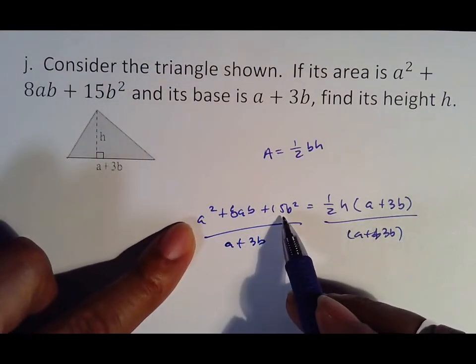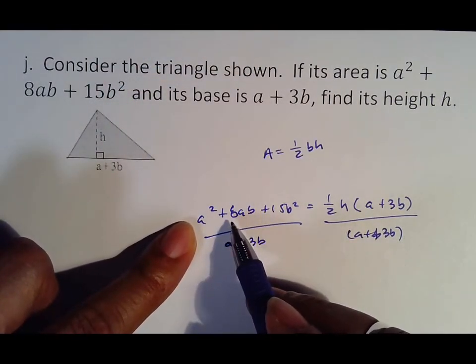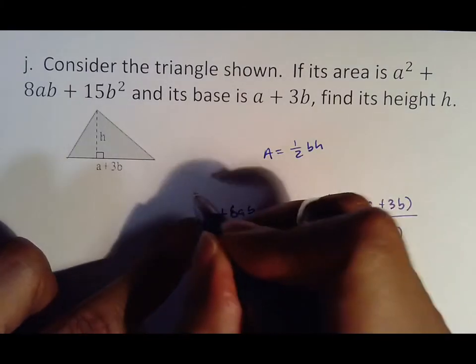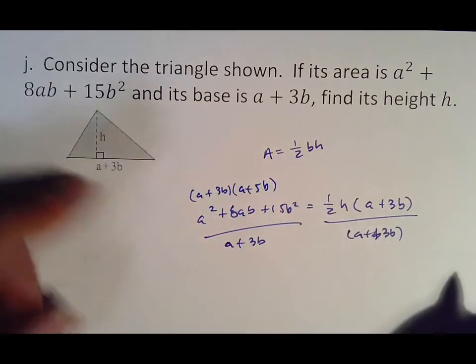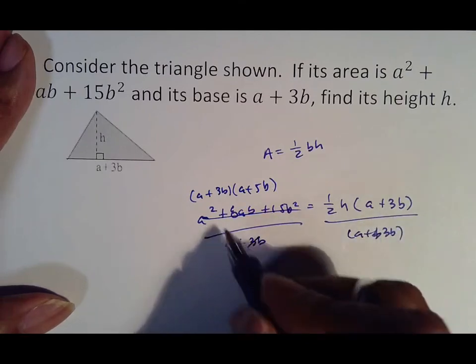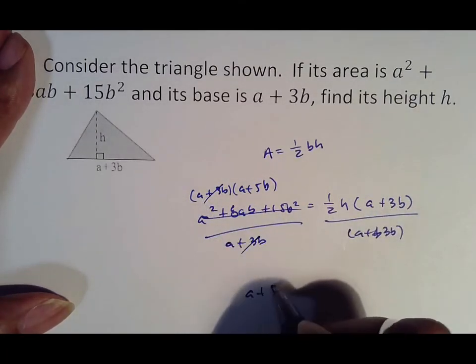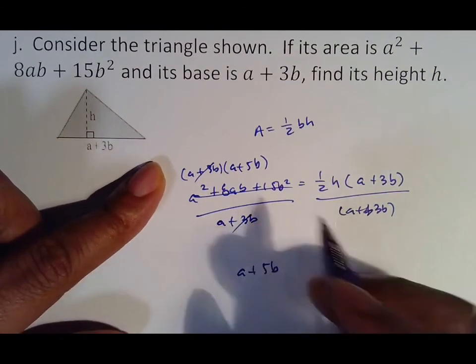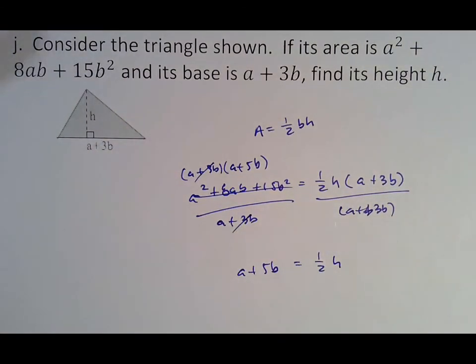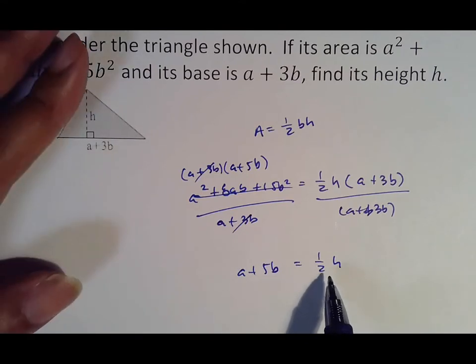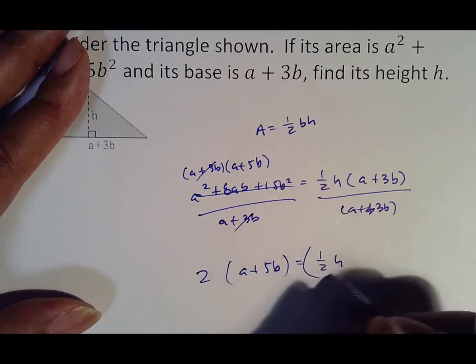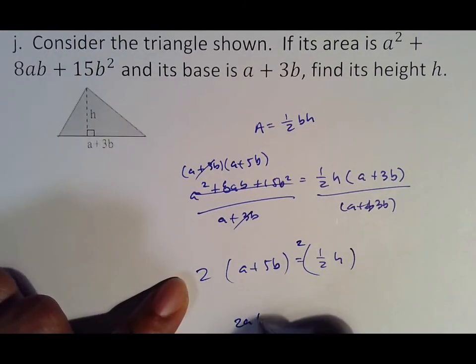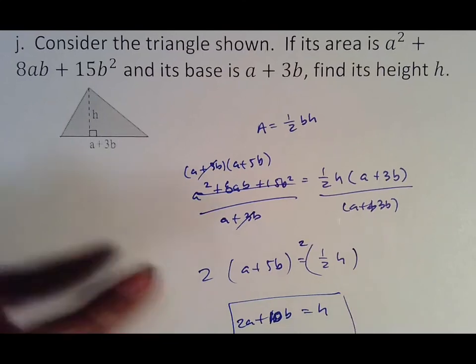And then factor this. Multiplies to be 15, adds to be 8, would be 3 and 5. So therefore, it's going to be a plus 3b and a plus 5b. That cancels out, giving me a plus 5b only, because that's all gone, equals 1/2 h. And now that I have just that piece, now I can double both sides, again multiplying everything by 2, which means that this side gets multiplied by 2 and this side gets multiplied by 2, meaning 2a plus 10b is equal to my h.